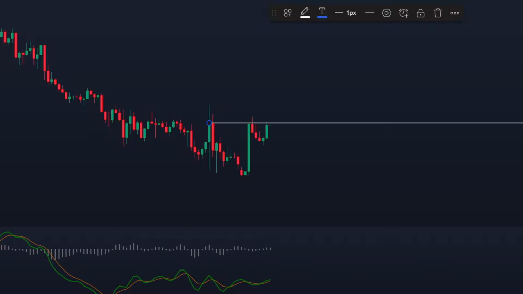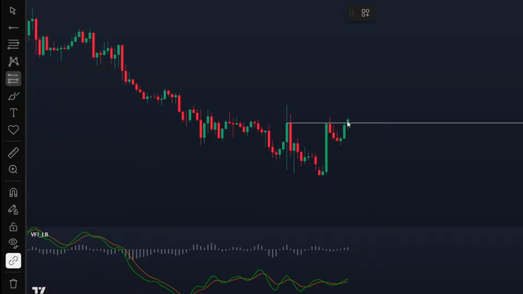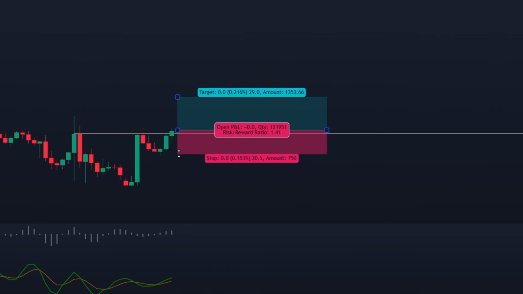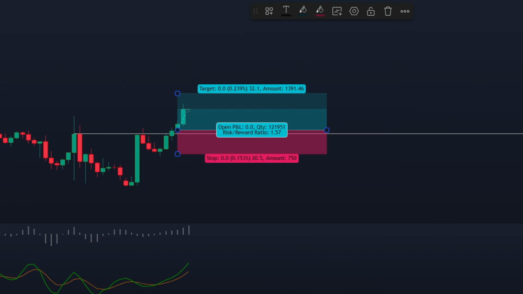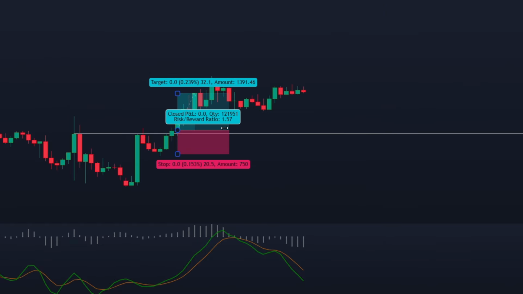Price moves up, breaks above that level, and closes above it. That confirms the structural shift. This is my entry. Stop loss below the swing low. As price continues, you can see a strong upside move unfold, validating the divergence and the structure break working together.